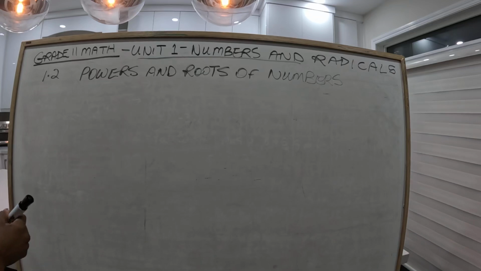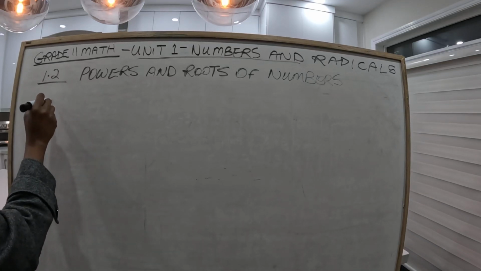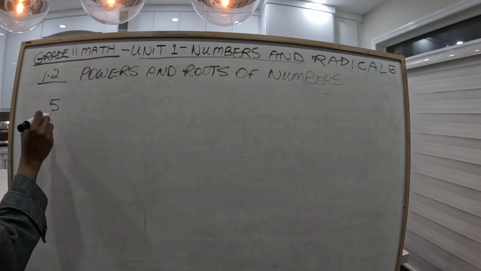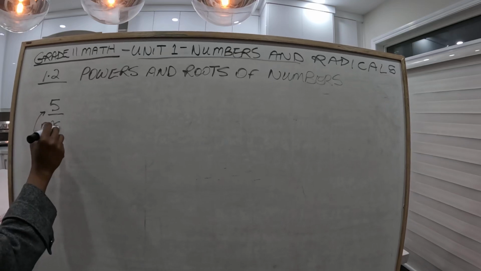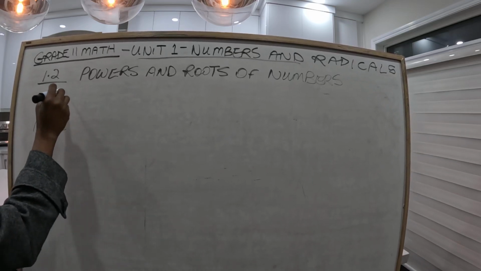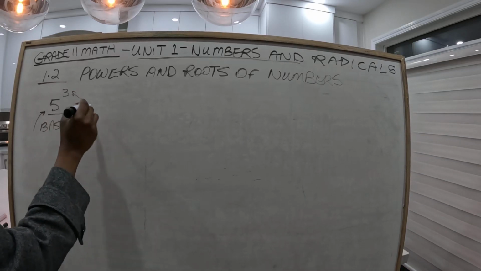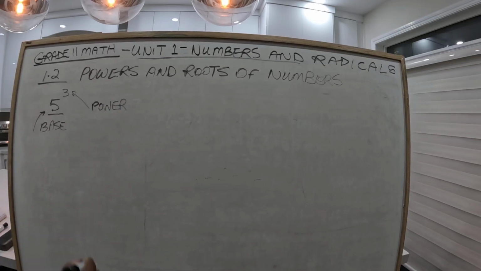So let's think of the base. Any number that has a base will be the bigger number at the bottom. So this, we will call the base. And here, that will be at the top. We call that the power. So we're raising it to the power of 3.